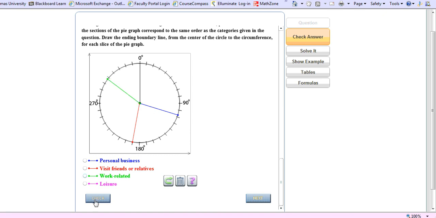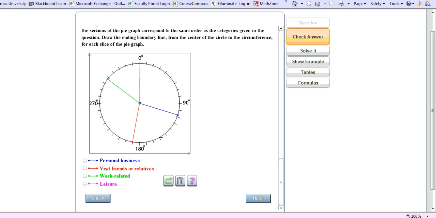All right, the last one, leisure, should be 53, so we can say 53 and a half. So we have 10, 20, 30, 40, 50. We go ahead and say that one would go from here to there. That'd be the ending.